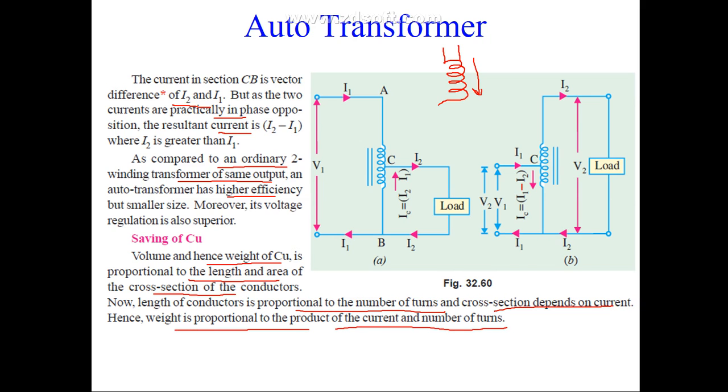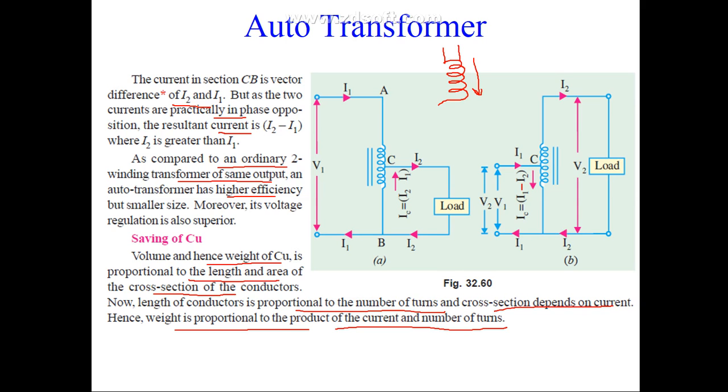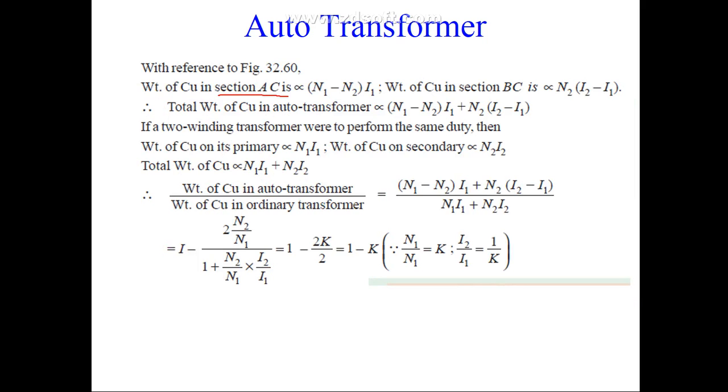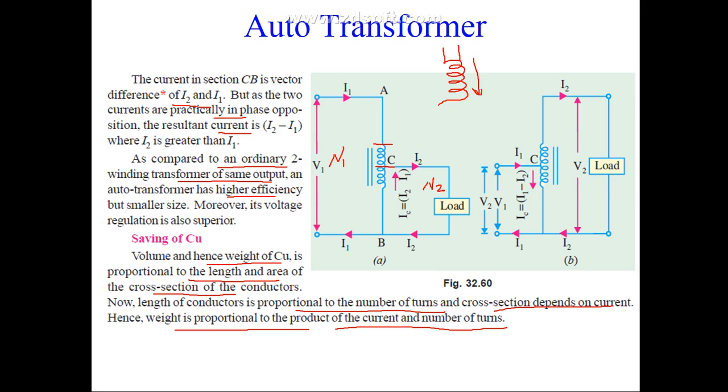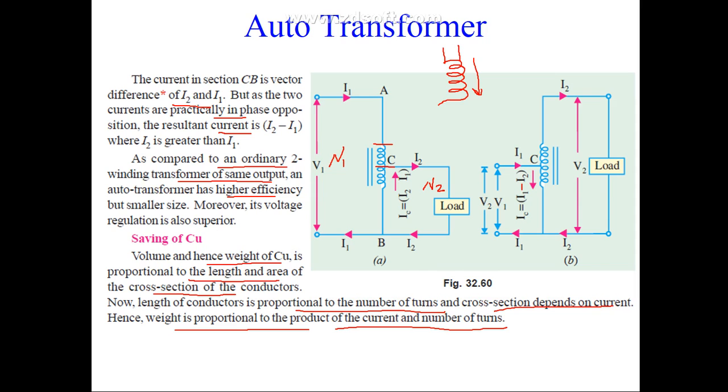So from here we will derive this one. Weight of copper in section AC, right? So you have this section AC, this one. So the number of turns here we are assuming N1, here we are assuming N2. Alright. So the number of turns in section AC will be N1 minus N2. That's why we have written N1 minus N2. And the current flowing is I1 up to this point. Then it will be divided, I2 this side and I2 minus I1 upside. So we have multiplied by I1. Weight of copper in section BC, this one.